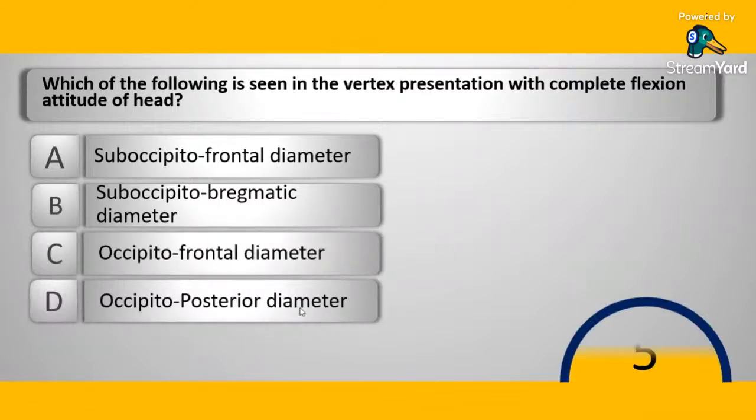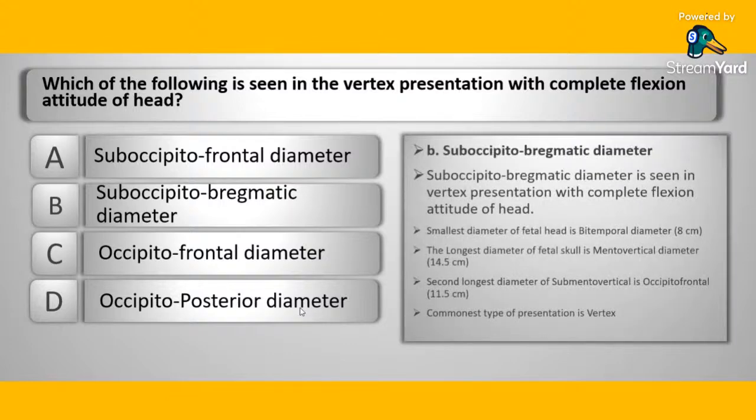Which of the following is seen in vertex presentation with complete flexion attitude of head? A. Suboccipitofrontal diameter. B. Suboccipitobregmatic diameter. C. Occipitofrontal diameter. D. Occipitoposterior diameter. It is suboccipitobregmatic diameter. Suboccipitobregmatic diameter is seen in vertex presentation with complete flexion attitude of head. It is the smallest diameter of fetal head.